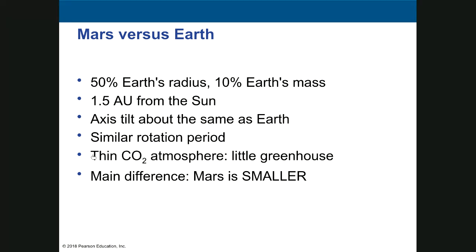So the main difference between Mars and Earth is that Mars is smaller. And remember, last time we talked about the size of an object. Larger objects take longer to cool down than smaller objects, right? We talked about this with a cup of coffee. If you have a little cup of coffee and a giant bucket of coffee or pot of coffee, the cup cools much faster. Okay.